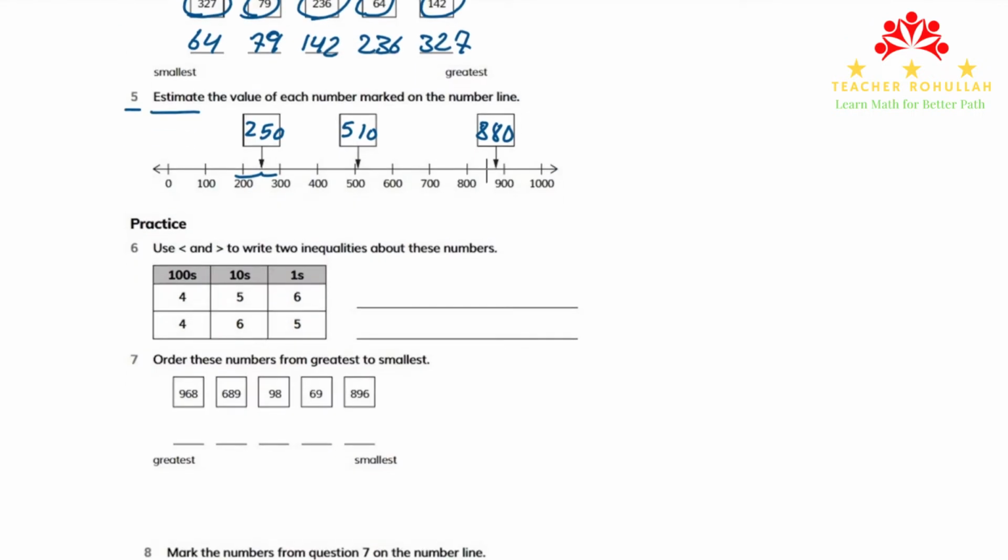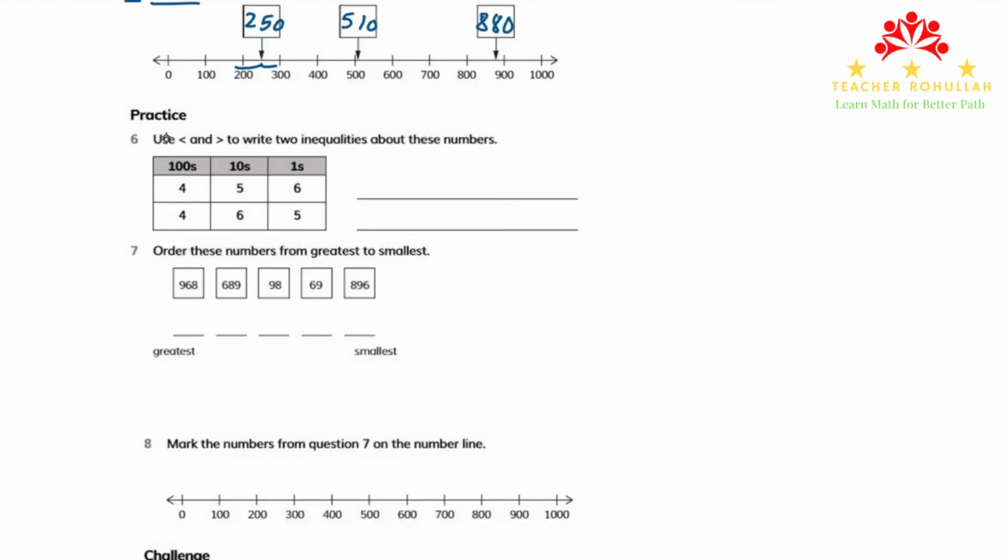Let's now move to question number 6. In question number 6, it says use the less than or the greater than sign to write two inequalities about these numbers. The first number is 456 and the second number is 465.